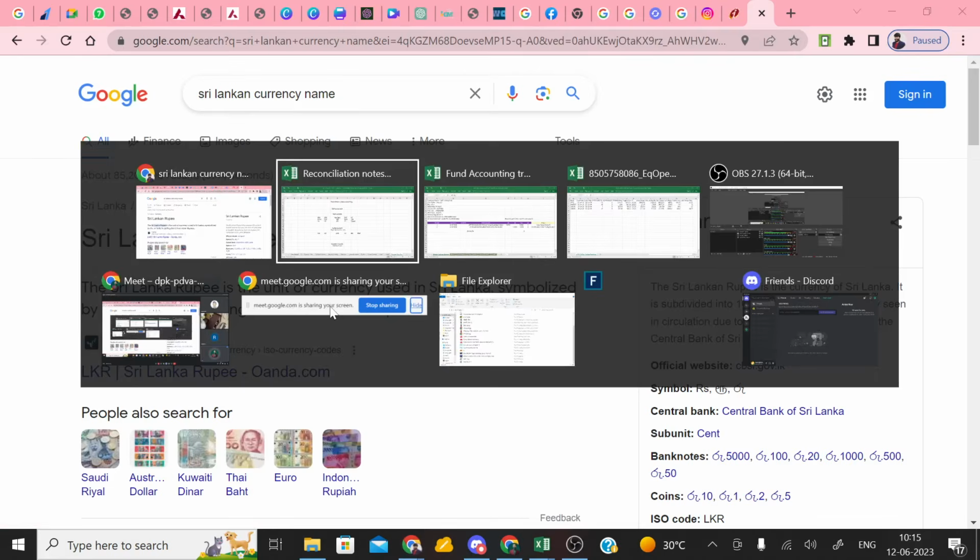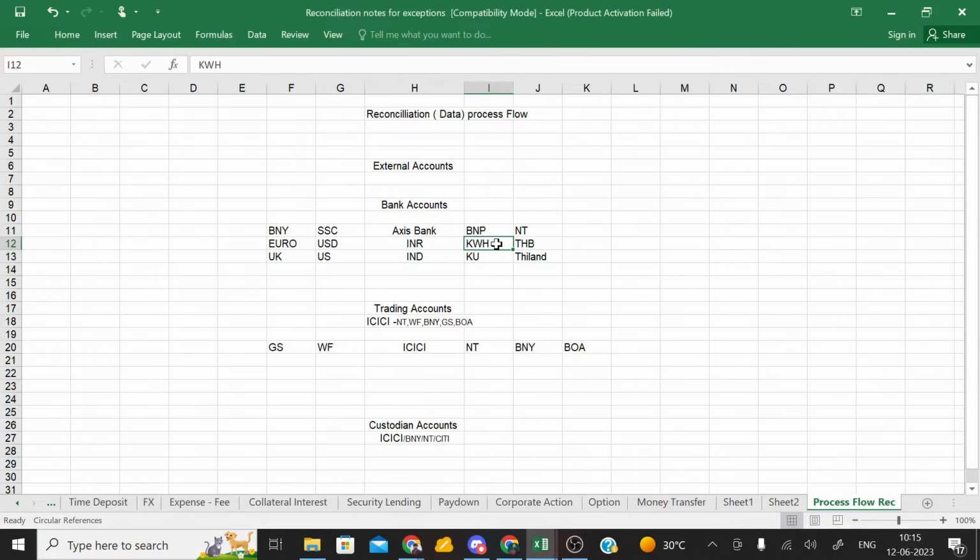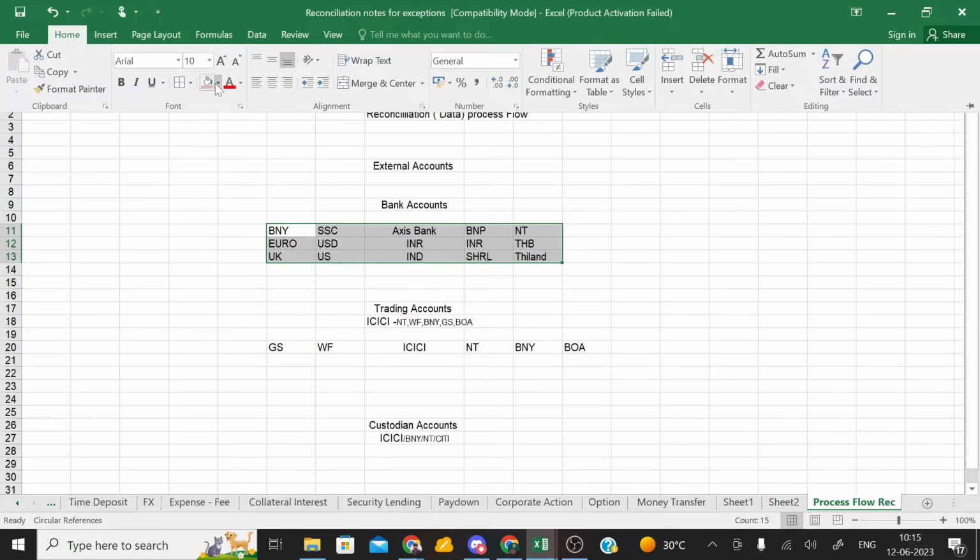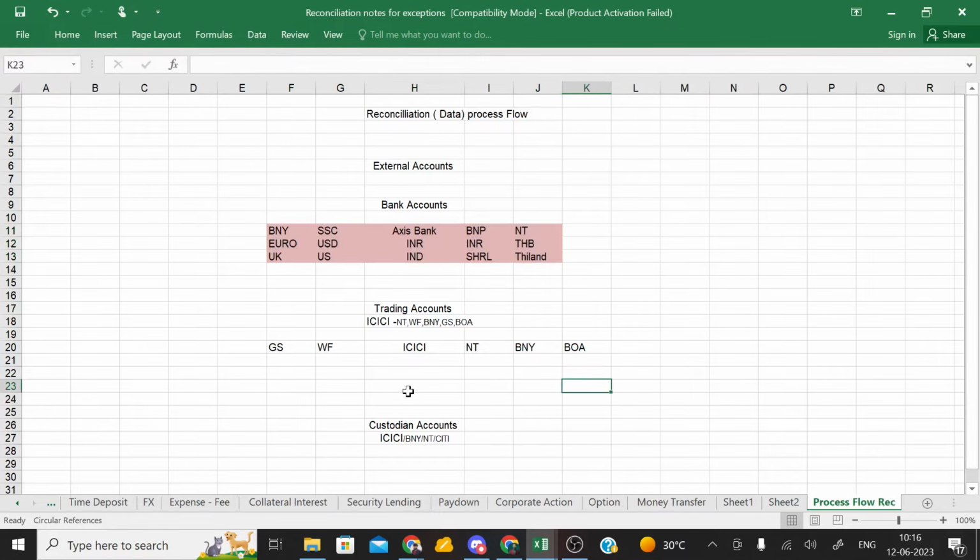Okay, so they have also rupees. So I'll take INR for Sri Lanka, right? So this account categorization is also one of the important aspects of your Recon process.